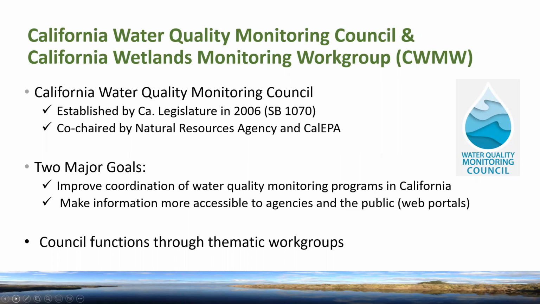The council itself is a high-level group, but the real work is done by these work groups, and there's 13 or so of them. They all try to basically address monitoring issues within a specific theme. So this one is obviously estuaries. There's others for wetlands. There's a harmful algal blooms work group.